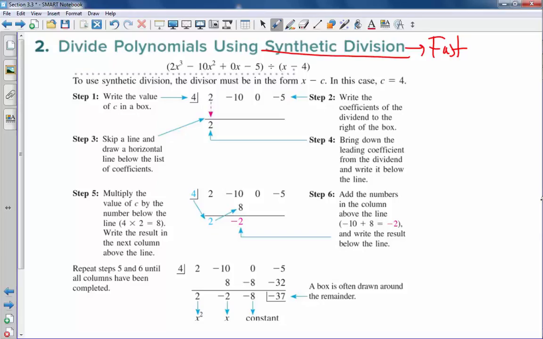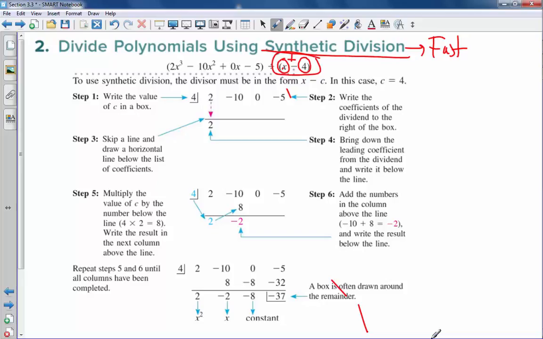It only works with divisors that are this simple. That means there is no square around the x. It must be only x and a number, either minus or plus. That's it. It only works with very simple divisors: number plus minus another number. If I have a square here, sorry, you can't do synthetic division. You need to do long division.